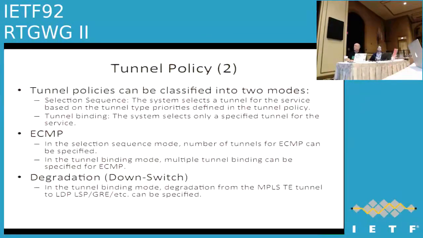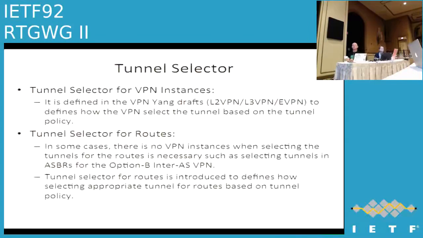Here, after defining the tunnel policy, we determine the tunnel selector. This means selecting the tunnel for the routes or the service based on the tunnel policy. We have two types of tunnel selector. The first one is the tunnel selector for VPN instance. I think this can be referred to in the L2VPN, L3VPN, or EVPN YANG models. In these models, you can define for a specific VPN instance what tunnel policy can be used. Based on this tunnel selector, the routes of the VPN can select the tunnel in the VPN instance. This is not in the scope of this draft.